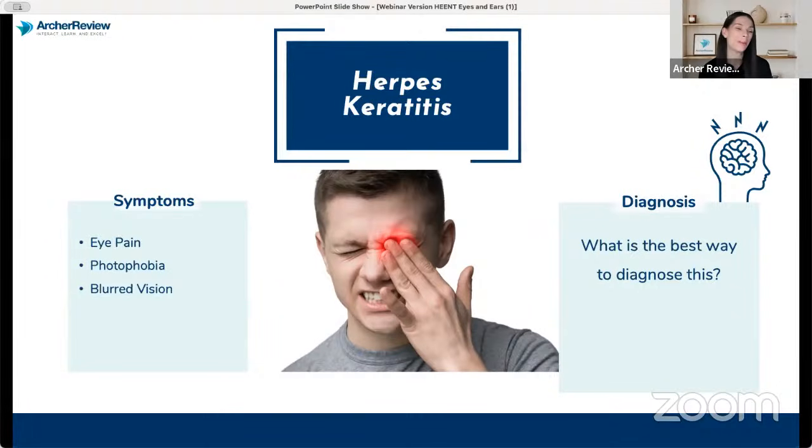Does anyone remember what we use fluorescein staining in typically? What does that help us diagnose? And that's when we just put the numbing drops in, the little staining drops, and then we shine that black light right on it, and it shows us abrasions. What type of abrasions are we looking at?